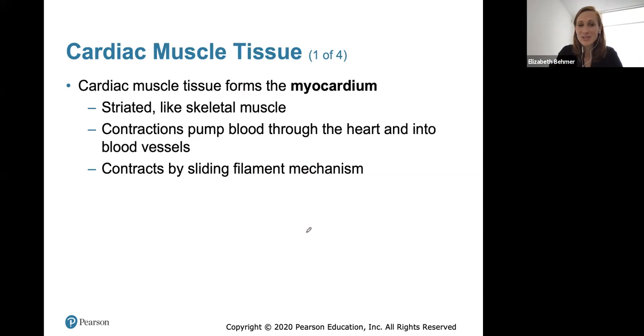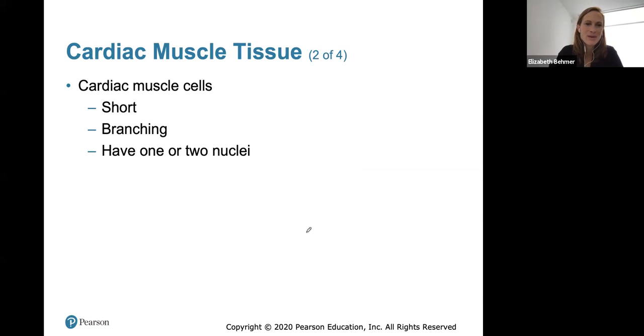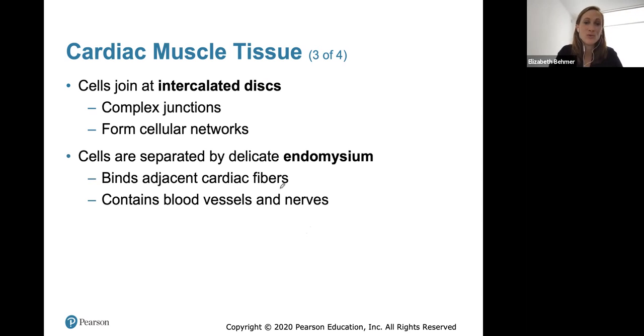The cardiac muscle tissue forms the myocardium layer. It's striated. The contractions of cardiac muscle tissue will pump blood through the heart and into the blood vessels, and it contracts by the sliding filament mechanism. I don't think I asked you guys too many questions about cardiac muscle cells, but you should remember from chapter 4, they're short and branching, with 1 or 2 nuclei.